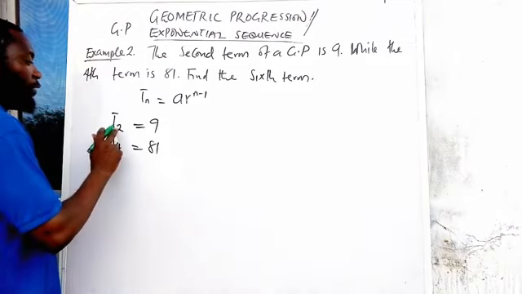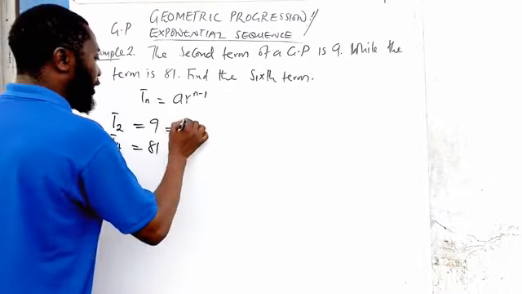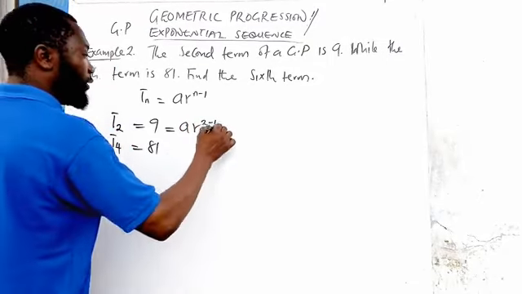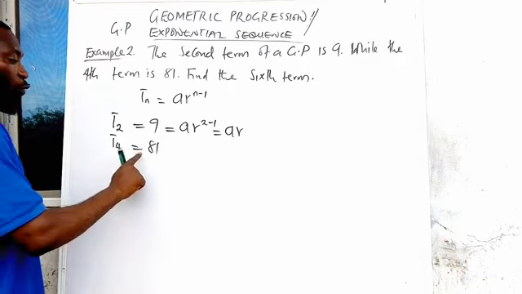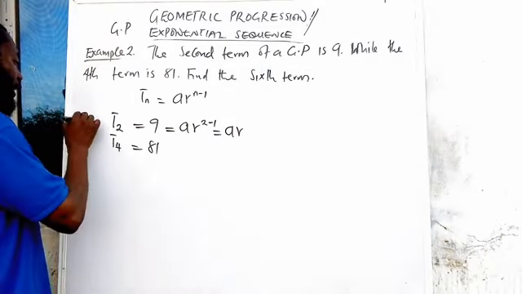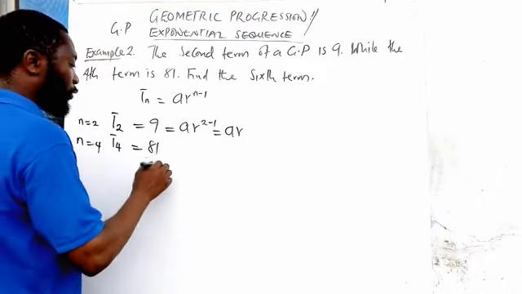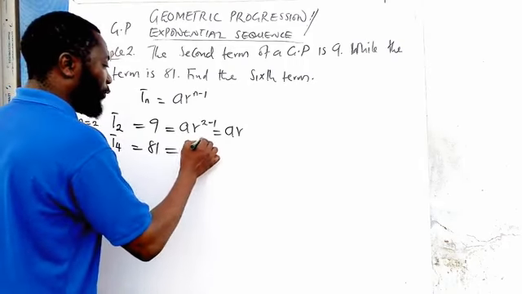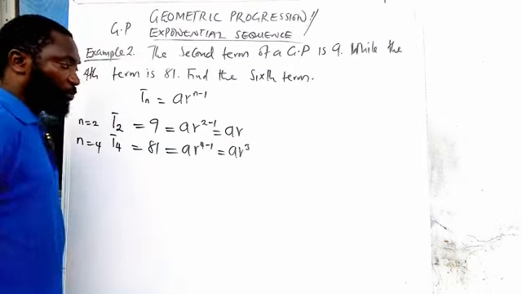So now our T2, which equals 9, is when n equals 2, so we have ar^(2-1). And that is the same thing as ar^1, which is ar. T4 is when n equals 4. So this will also equal a, which is unknown, times r^(4-1). And that is ar^3.